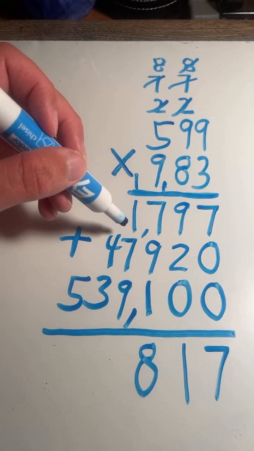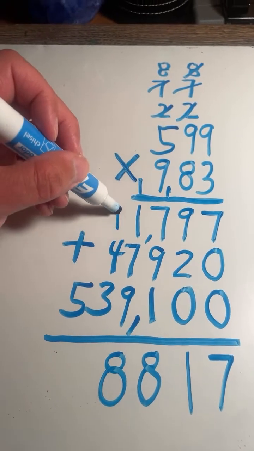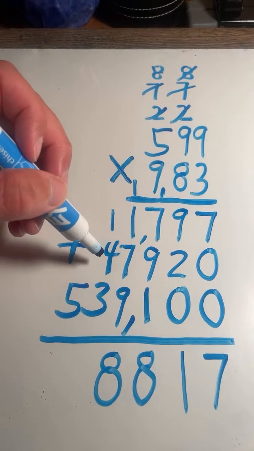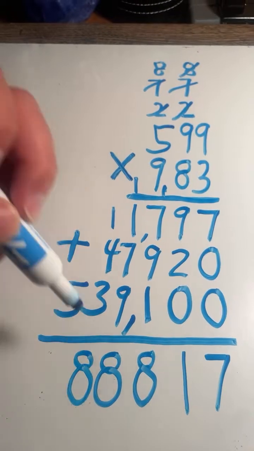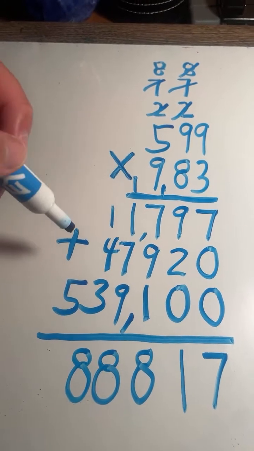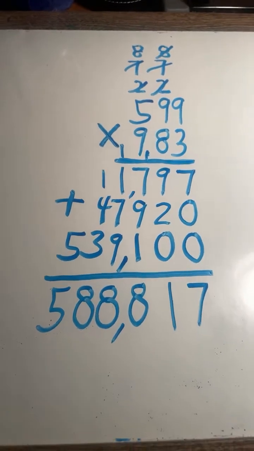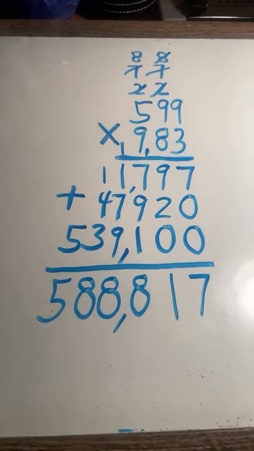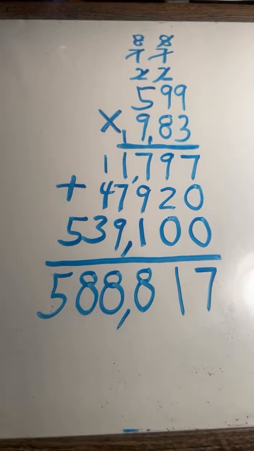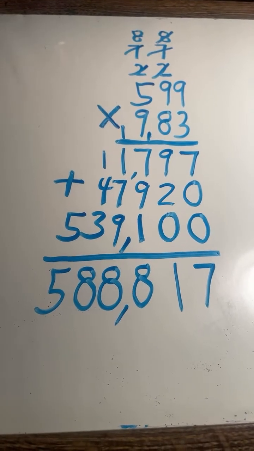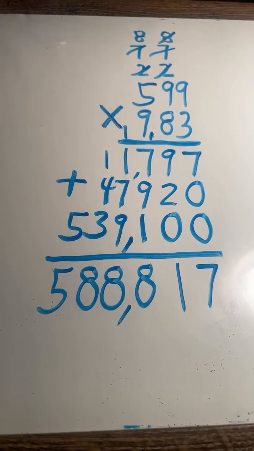1 plus 1 equals 2, plus 7 equals 9, plus 9 equals 18. 8, carry the 1. 1 plus 4 equals 5, plus 3 equals 8. 0 plus 0 plus 5 equals 5. And we have a final answer. 599 times 983 equals 588,817.